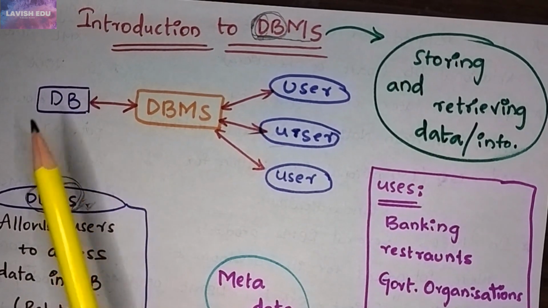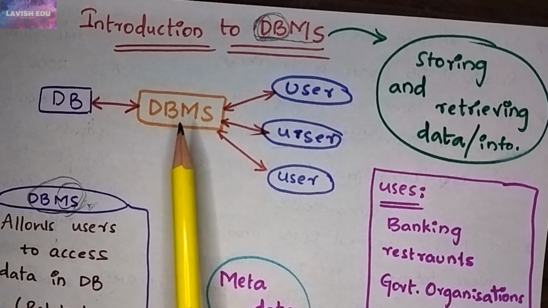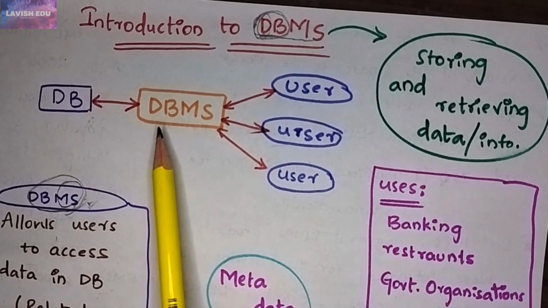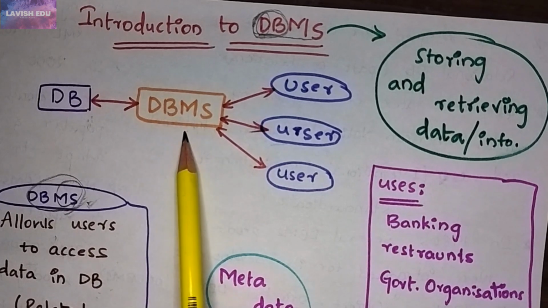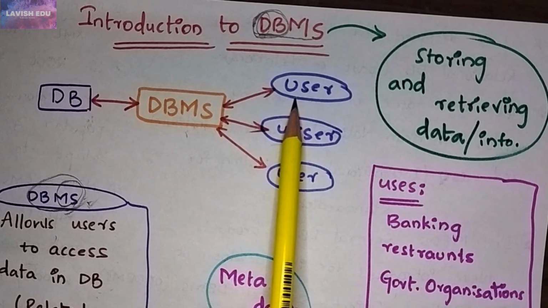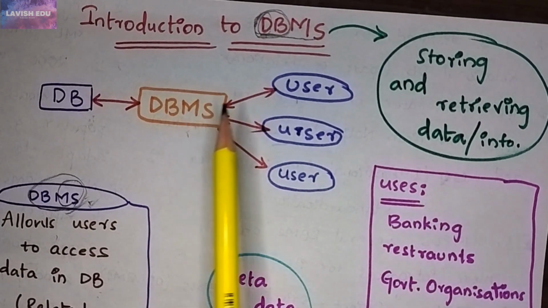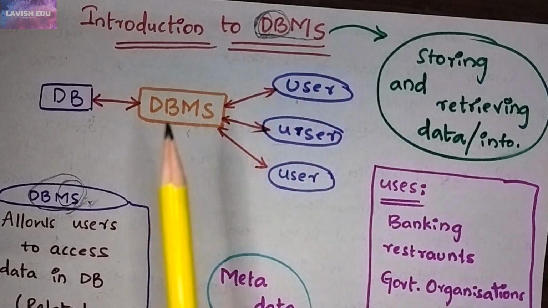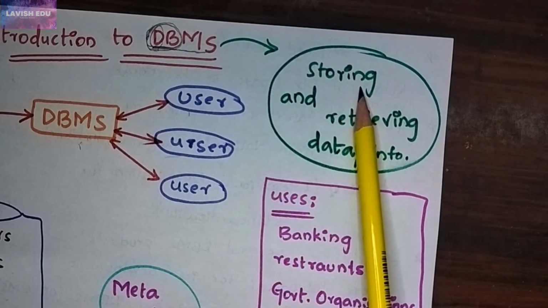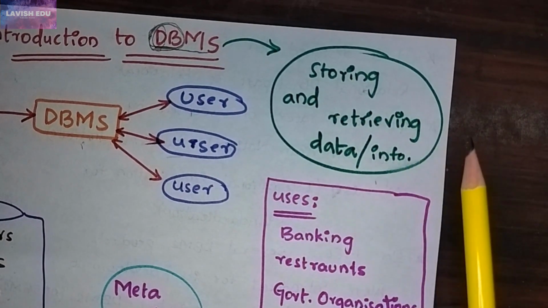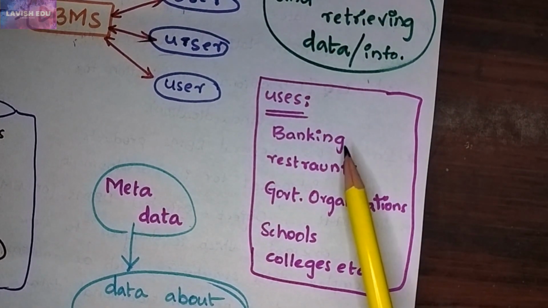So overall, the database is connected to the user in this format. The database is the one which has the related data, and the database management system allows the user to access and retrieve it. Whatever operations are performed on the data are performed through the database management system, which helps the user store and retrieve, and makes every operation easy. The main purpose, as we have already discussed, is storing and retrieving the information or data.